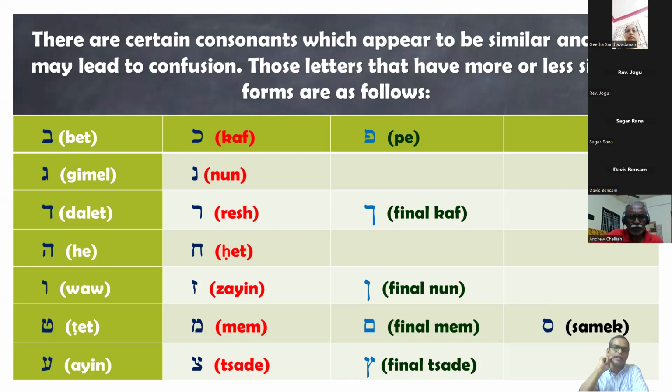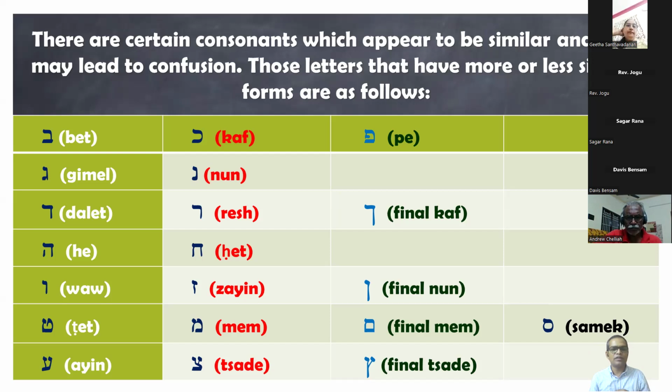Then He and Chet. Don't forget to remember the space that should be there between the horizontal and the vertical line when it comes to He. But in Chet, there is no space. Vav, Zain, final form of Nun: Vav and Nun appear the same, but in the final form of Nun, the vertical line is extended down. And Zain also, you see a small slanting stroke, and then a bent vertical line. So all these minute things you have to keep in mind.